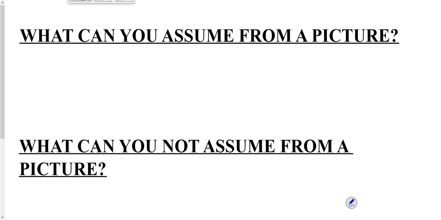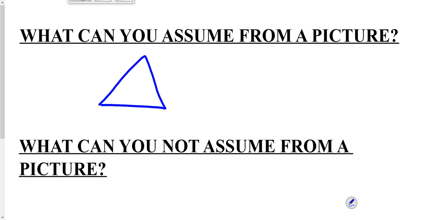All right, these are 2 questions we need to be able to ask ourselves. What can you assume from the picture, and what can you not assume from a picture? So I'm going to give just a couple examples here. These are by no means the only examples of things you can assume and not assume. If I have a triangle, what can I assume from this picture? I can assume that all of the angles are going to add up to 180 degrees. That's about all I can assume.